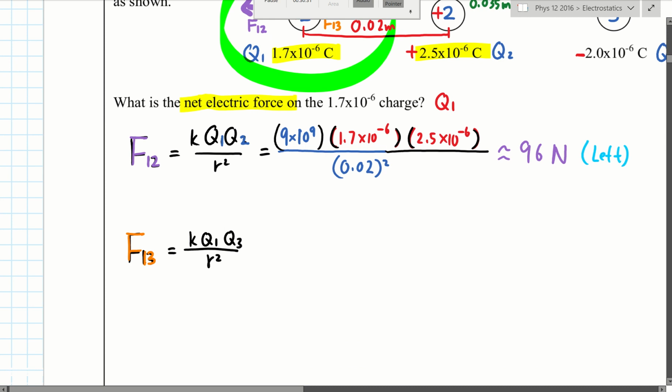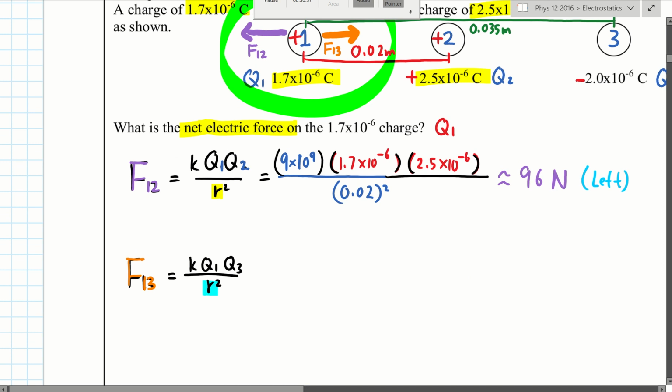Now this R is not the same as the other R. These two are not the same thing. The first one is the distance between 1 and 2. This one is the distance between 1 and 3. Okay, so there we go. So probably need to be that long. There. Okay, so 9 times 10 to the 9, that's Coulomb's constant.